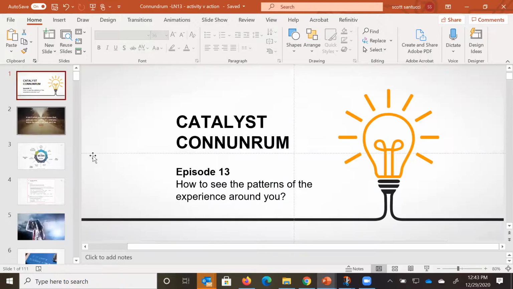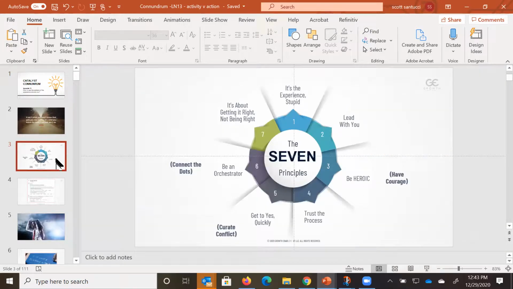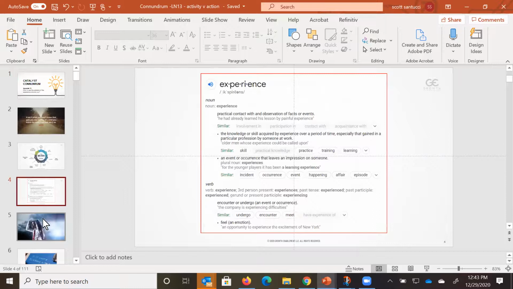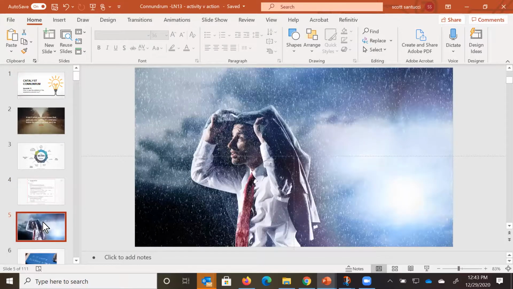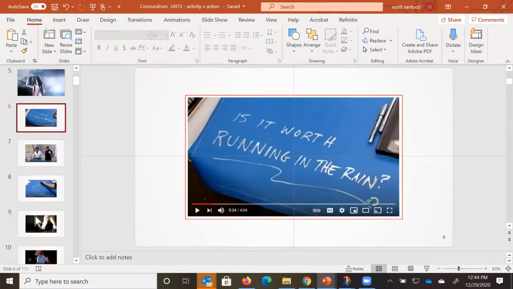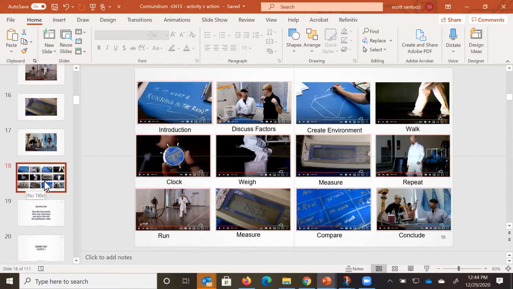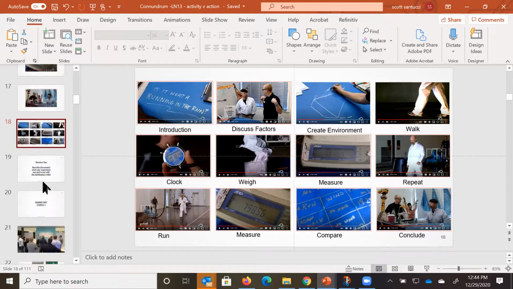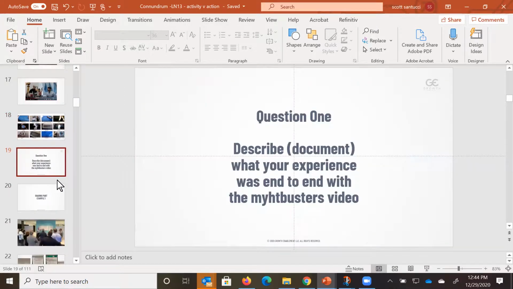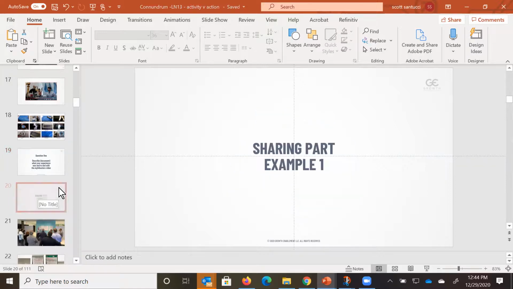So to wrap it up, this Catalyst conundrum was how to see the patterns of the experience around you. What we covered is that there's rules. Then there's a definition part. There's a level set, gut check, that's making it relatable. There's a storyboarding process with an example. I'm leading forward and showing you exactly what it is that we're going to be doing. Then I'm asking you to practice putting down an experience in place.